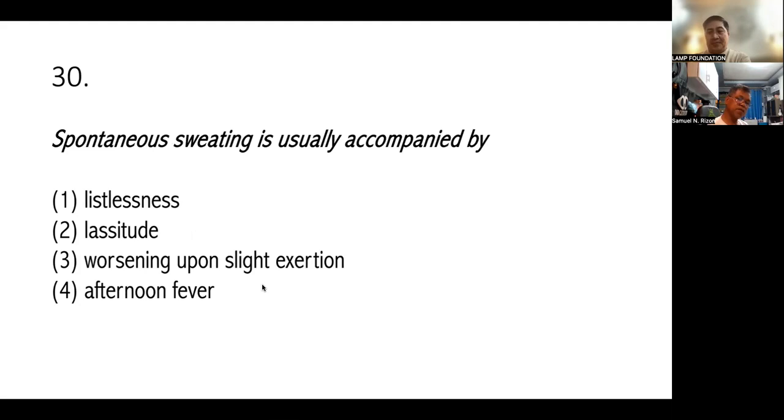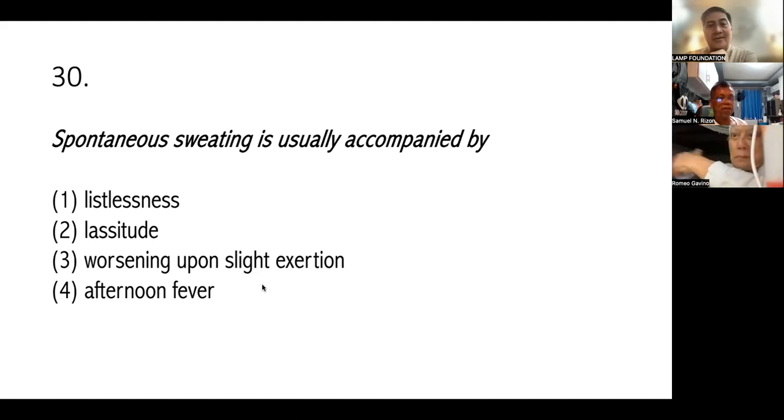Next. Okay. Last one, number 30 is spontaneous sweating is usually accompanied by listlessness, lassitude, worsening upon slight exertion, afternoon fever. My answer, Doc, is 1 to 3, except the number 4. Lahat ito, Doc, yung spontaneous sweating.